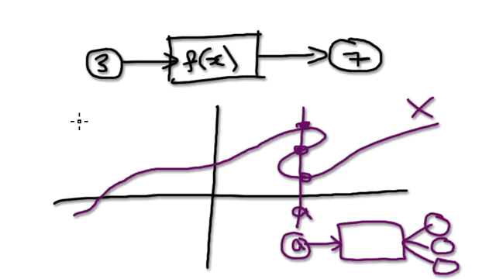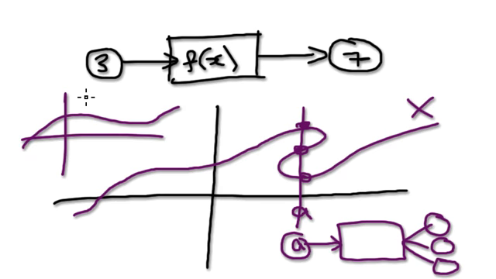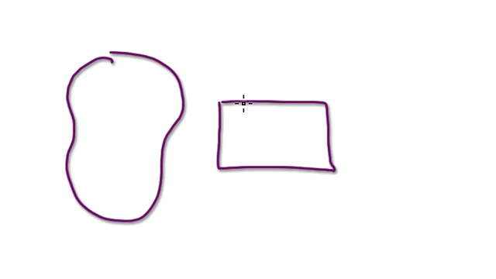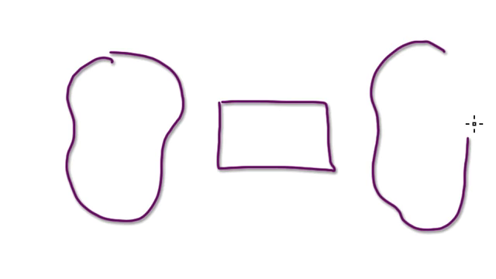So a function is like a graph that doesn't go back on itself, meaning that if you draw a vertical line, it will only give you one value. If you draw another vertical line, here I drew this vertical line here, it gave me three values. So this here is not a function, whereas this one here is a function.